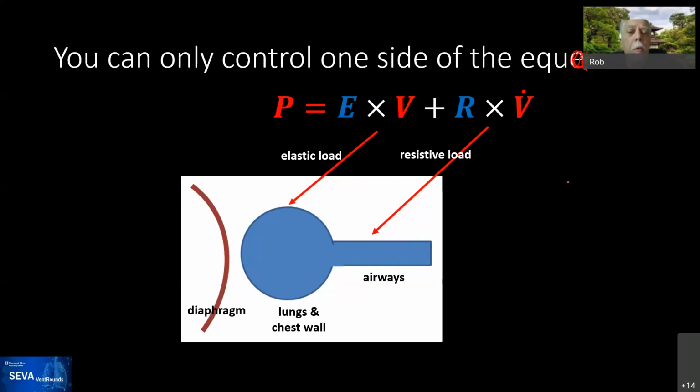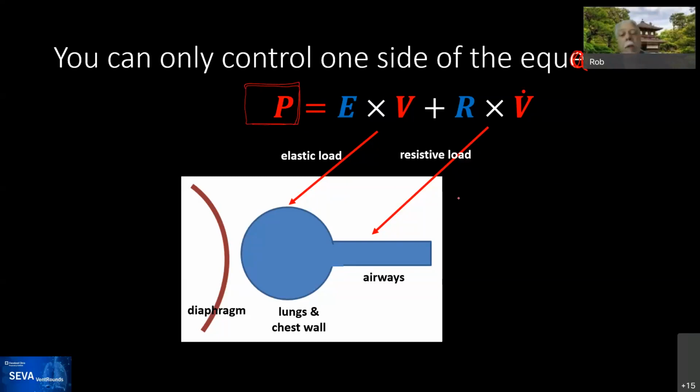you can only control one side of the equation at a time, which gives us the theoretical foundation for saying that a mode is either a form of pressure control because we're controlling the pressure waveform as a function of time, in which case volume and flow depend on the mechanical properties of elastance and resistance.